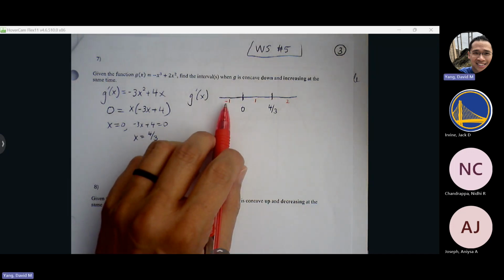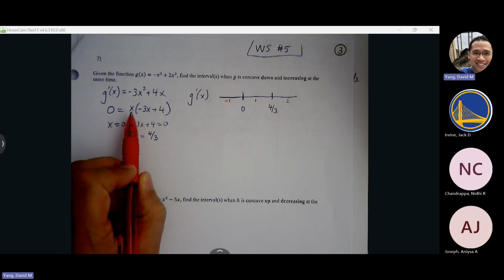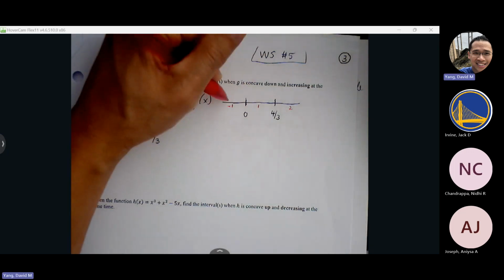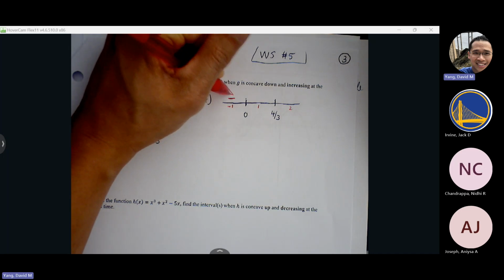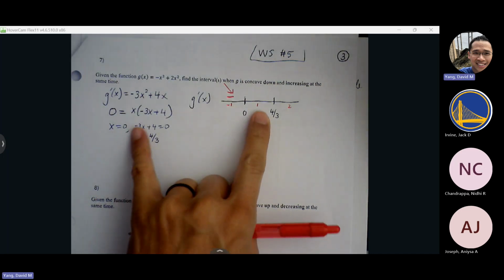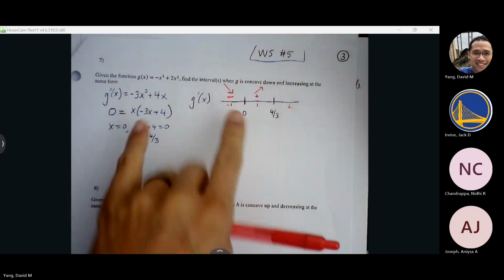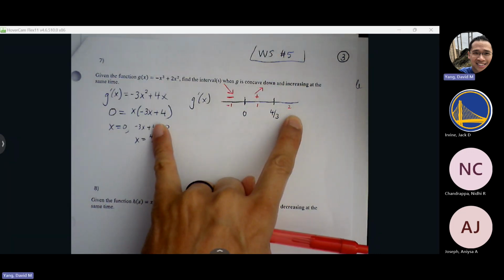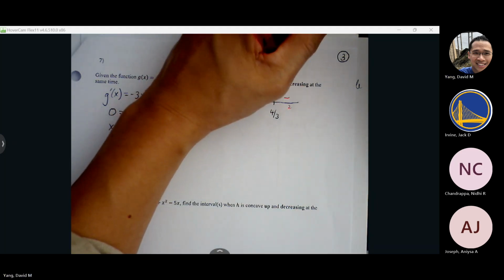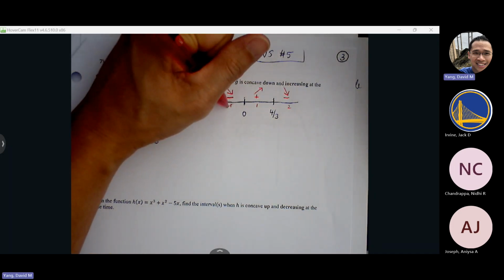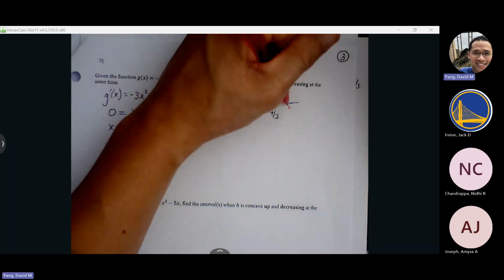Test each subinterval, -1 into my derivative. Negative times positive is negative, decreasing. Log 1n. Positive times positive is positive. 2n. Negative times positive is negative. And we know that these are just test numbers that we're not going to use in our interval statement.